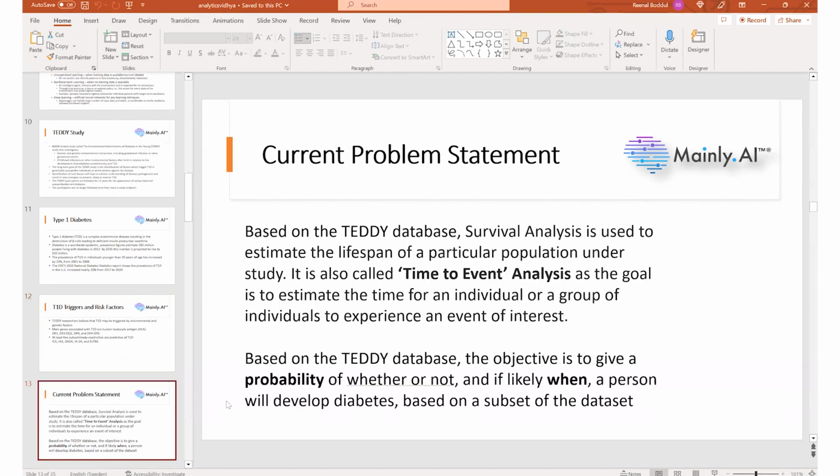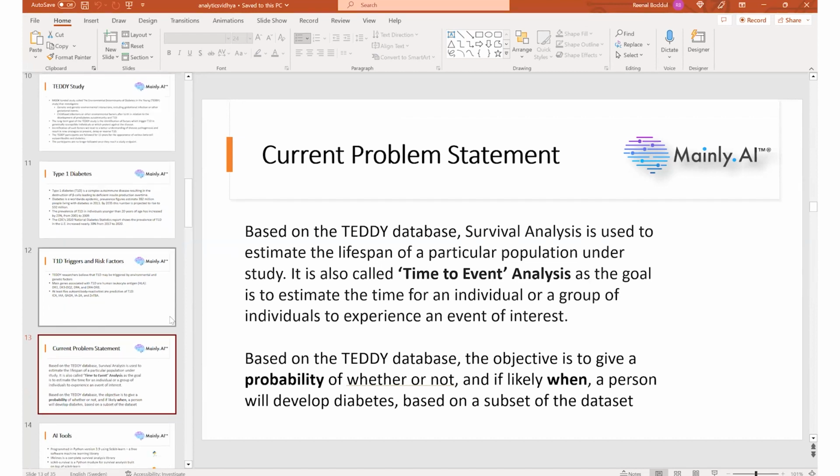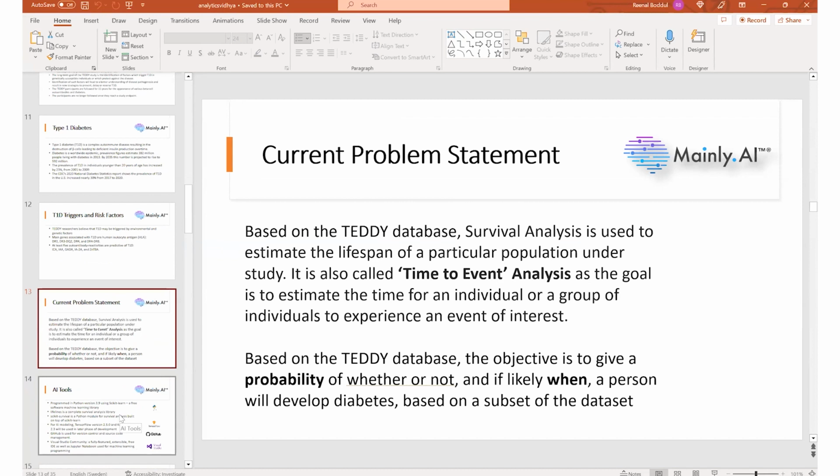Now, what is our current problem? With all this data, the blood samples and the antibody collection, each month they collect blood and test whether the person has the antibody, along with all the other data. So what is the problem statement we are solving? We want the probability of whether the person is going to be diabetic or not, and when that person is going to develop diabetes, both. This is our current problem statement, which we are focusing on.